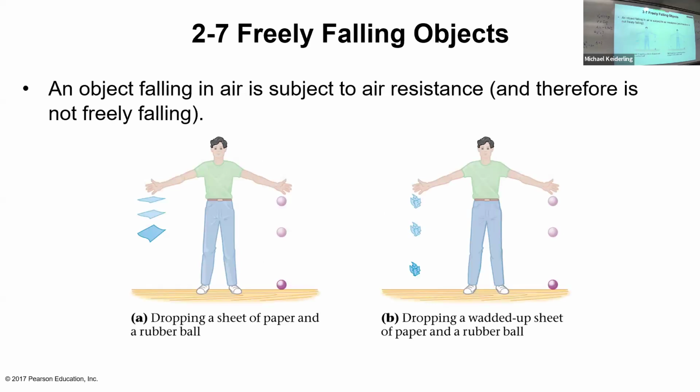Any falling object is actually affected by air resistance. That's why, in reality, if I take a piece of paper and a pen and drop them, the pen falls much faster than the piece of paper. But if I remove the air, then they would drop the same way. Or if I reduce the air resistance by, say, wadding up the piece of paper, so it has a similar air resistance to the ball.